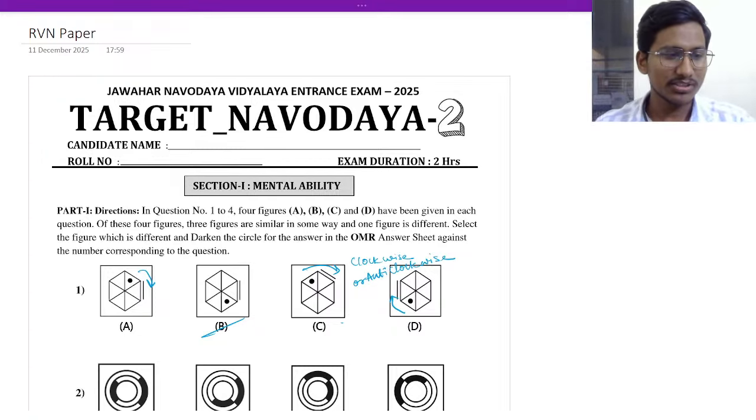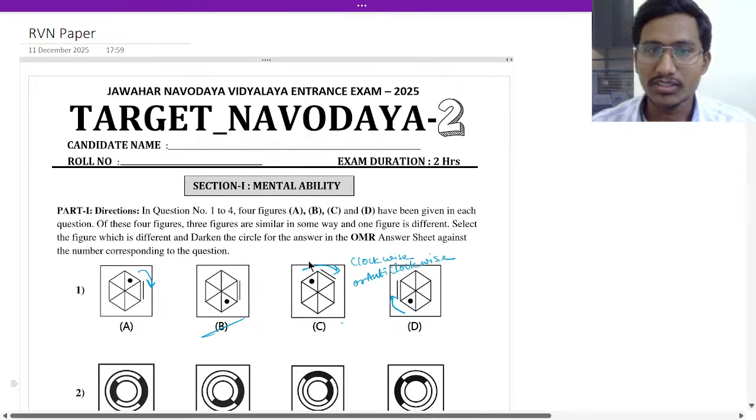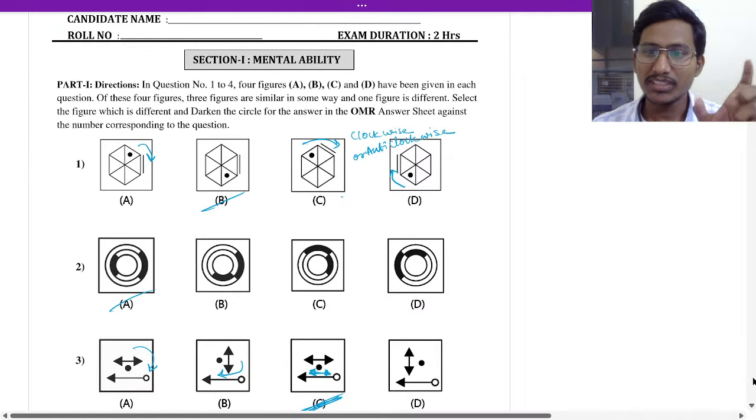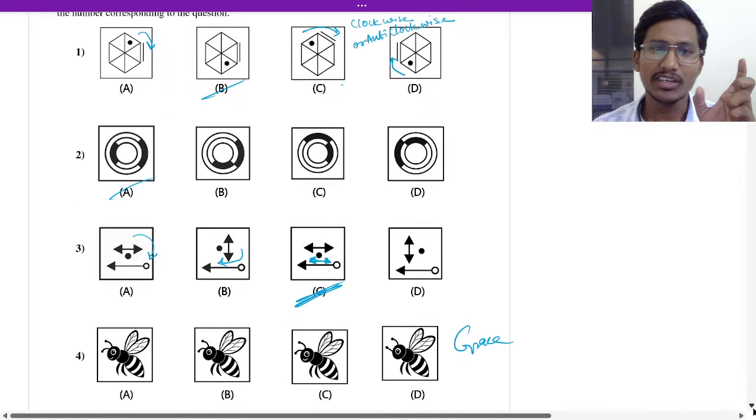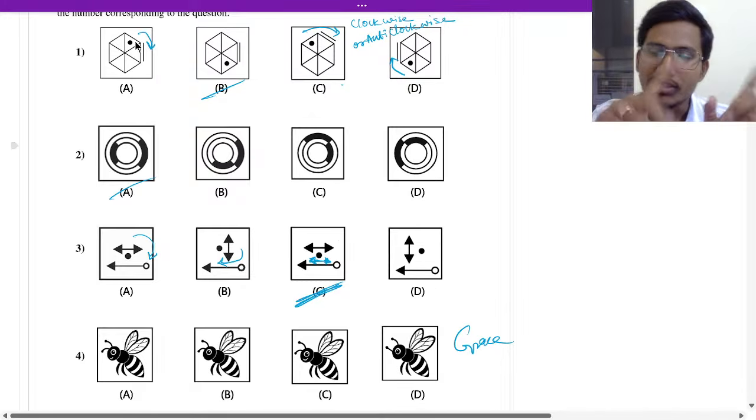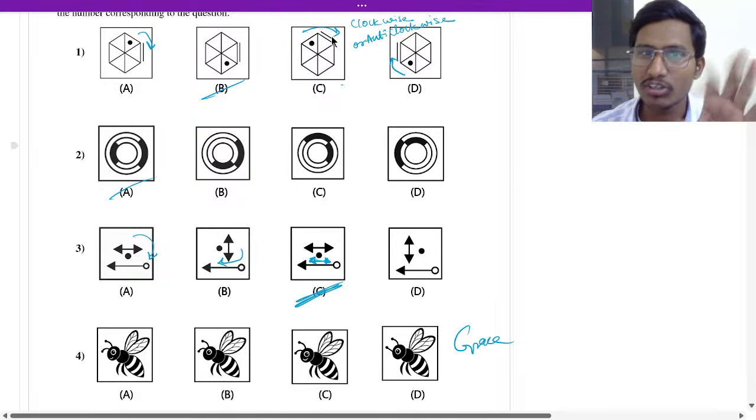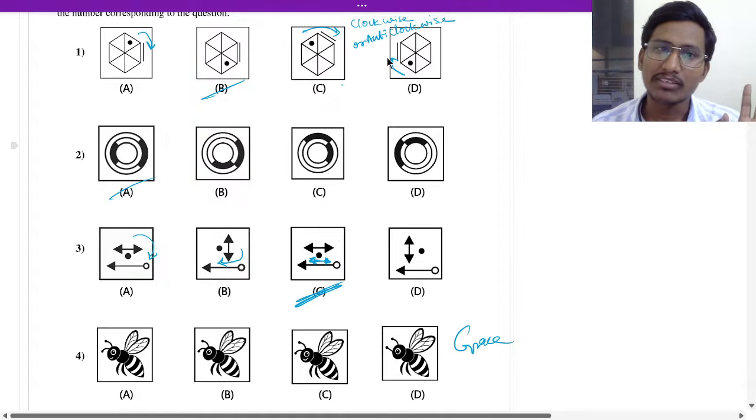Here is the first question. Part 1 will be mental ability, odd one out. In the first question, if you see what is happening, going anti-clockwise and clockwise, after the dot a line is coming. In the first and the third also, after the dot a line is coming. But in B, the dot is in front of the line. So that is why the different one is option B.